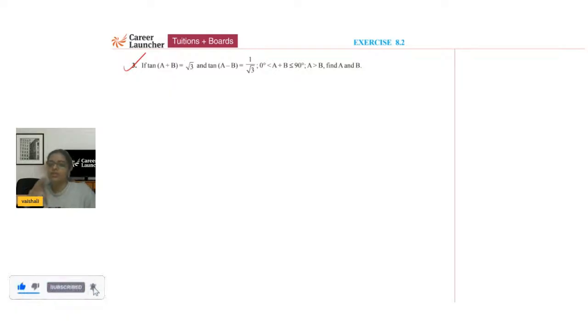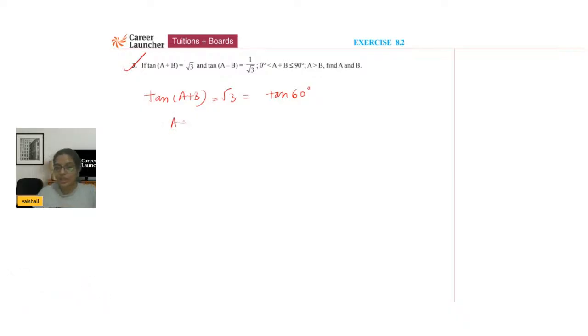Any question based on trigonometry can also come based on linear equations. How? You are having two equations. Tan(A plus B) is equal to root 3. So can I say that this is also equal to tan 60 degrees? So when two values are equal, I can equate the angles. A plus B is 60 degrees. So this is my first equation.